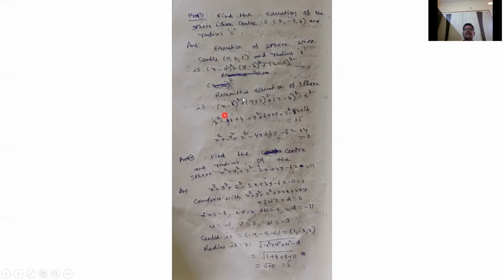So (x − 2)² plus (y + 3)² plus (z − 4)² equal to 5². Here the right side is r², and r² is missing. So (x − 2)² — (a − b)².